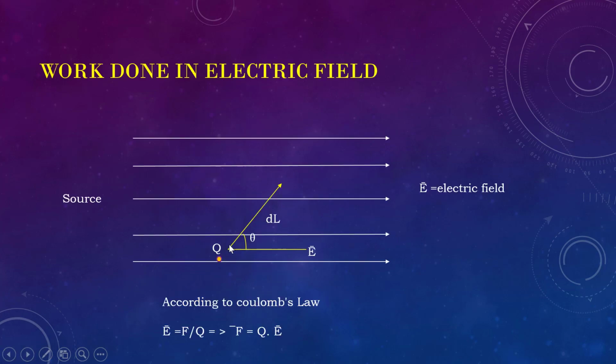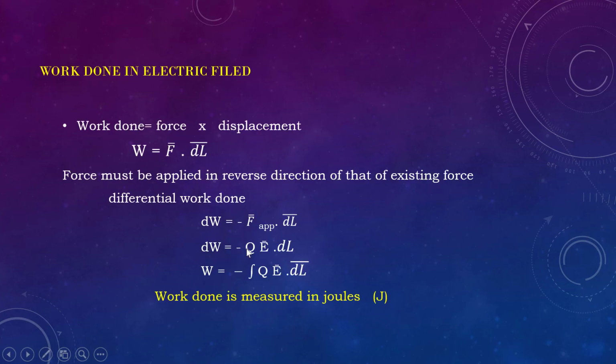But in our case, to move this charge from one point to another, we have to apply a force exactly opposite to the force already present. This force F is already present on Q, so we have to apply the opposite force, that is minus F, so that the charge will move. The force must be applied in the reverse direction of the existing force. We call the work done here differential work done, because the distance we have moved the charge is very small.